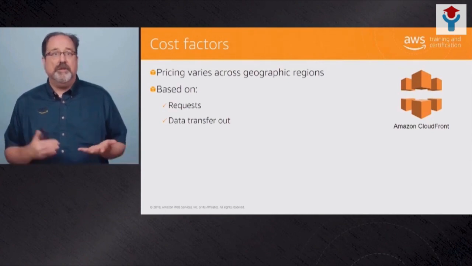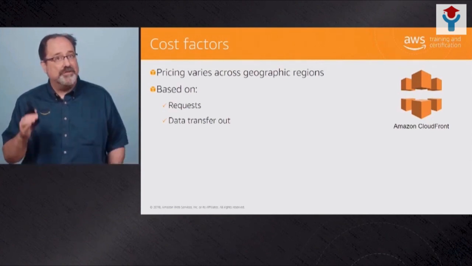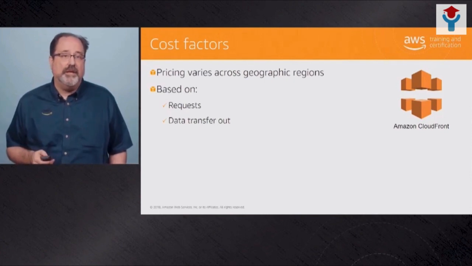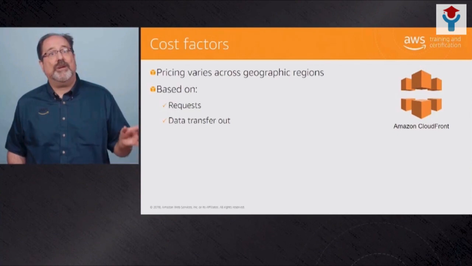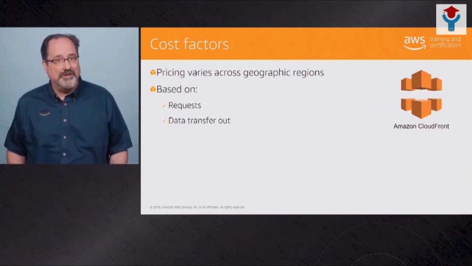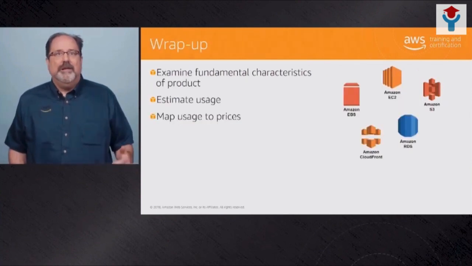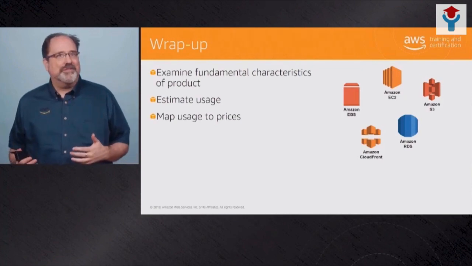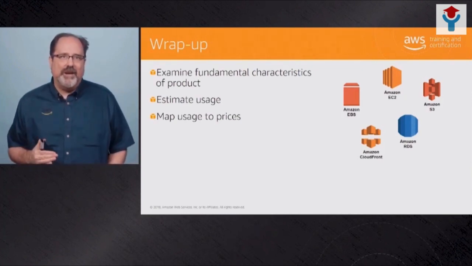Requests: the number and type of requests made, as well as the geographic region in which the requests are made. Data transfer out is the amount of data transferred out of your Amazon CloudFront edge locations. The best way to estimate costs is to examine the fundamental characteristics for each AWS service, estimate your usage for each characteristic, and then map that usage to the prices posted on the AWS website.